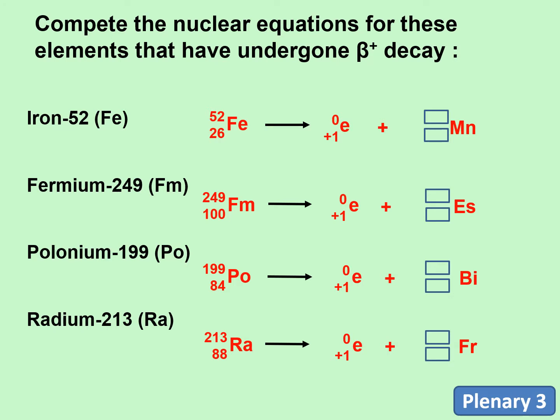Time for you to have a go. So some examples of beta plus decay there. Please could you work out the mass number and the atomic number of the daughter nuclei? Off you go. Countdown in 3, 2, and 1.